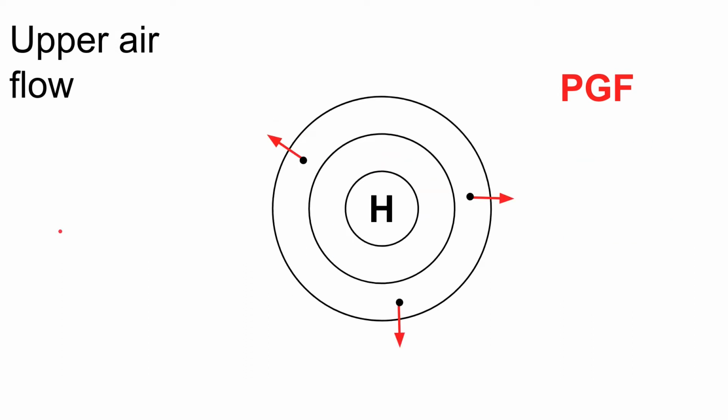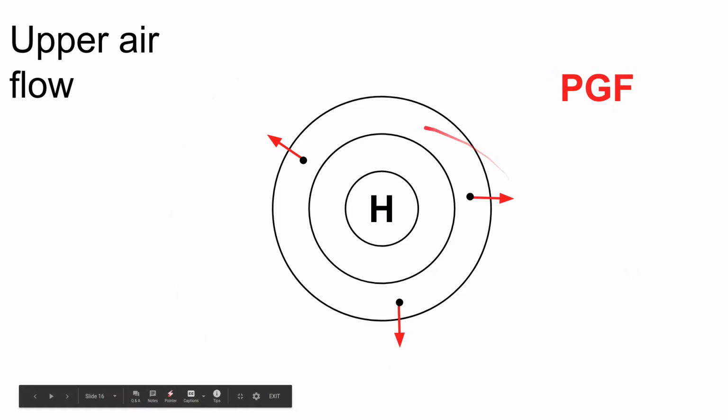Okay, so looking at upper airflow or geostrophic flow, we have an area of high pressure in the upper atmosphere. So the pressure gradient force, air is spreading out from the high. So you have to imagine there's high pressure here and then low pressure all around. So the air starts to flow out from the high pressure.